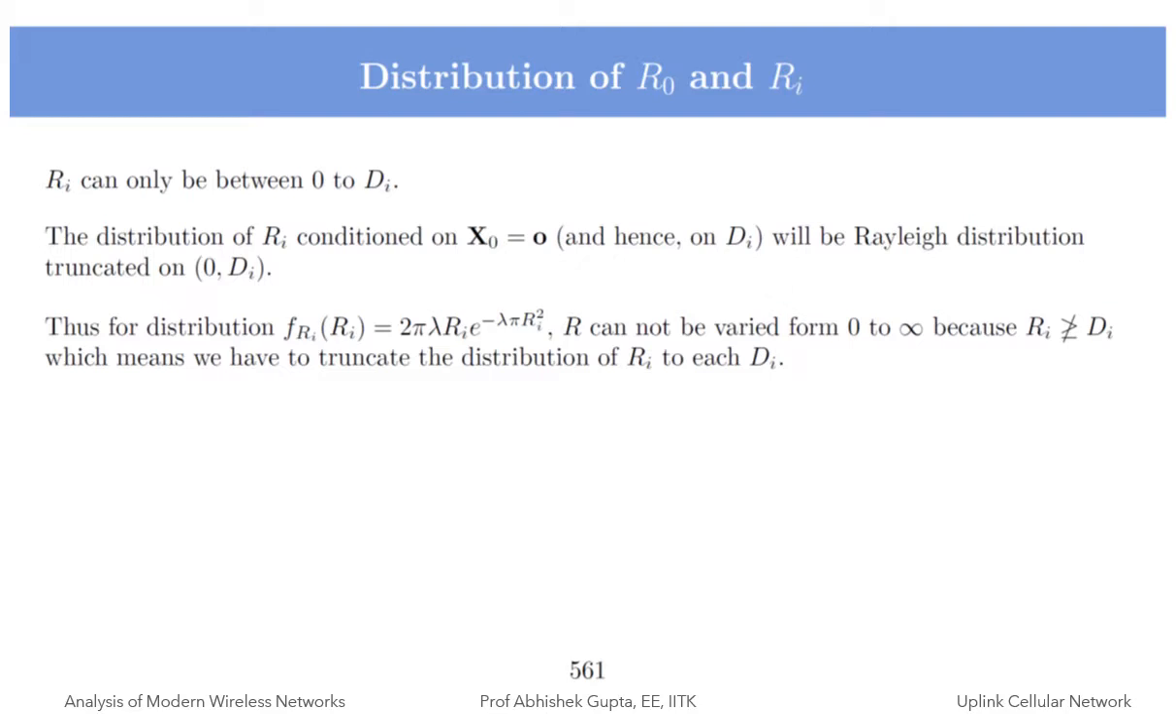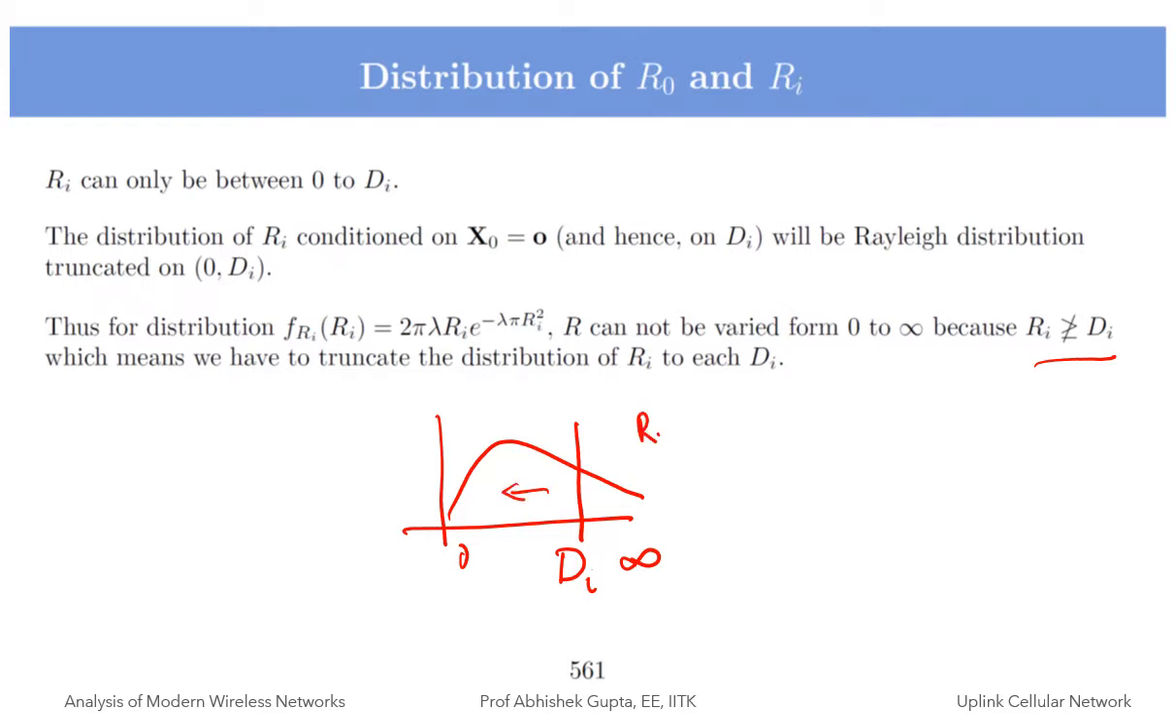So this is just to say the distribution of Ri is 2 pi lambda Ri e to the power minus lambda pi Ri squared, from 0 to infinity. But if I put the condition that Ri cannot be more than Di, which depends on the location of the tagged base station and the user i, then we are going to truncate this random variable by Di.